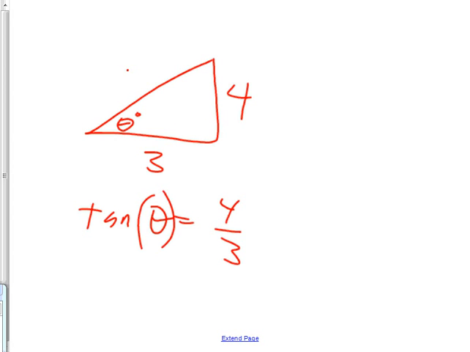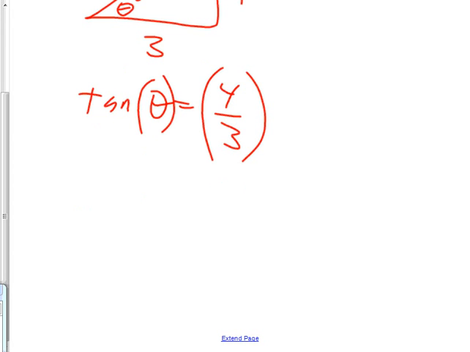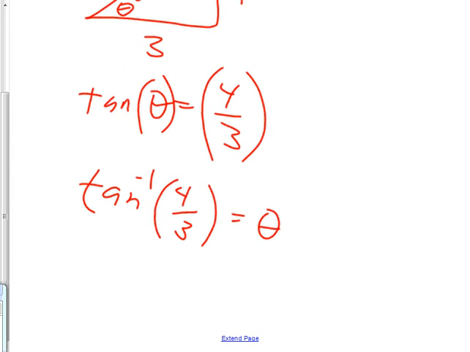You always have the angle here, which I don't know, and you always have the sides here. Now, how do I do this? You use inverse trig. How could I rewrite this as an inverse trig? I go tan inverse of what? Of 4/3. And that will give me theta. That's one other thing that inverse trig is good for.